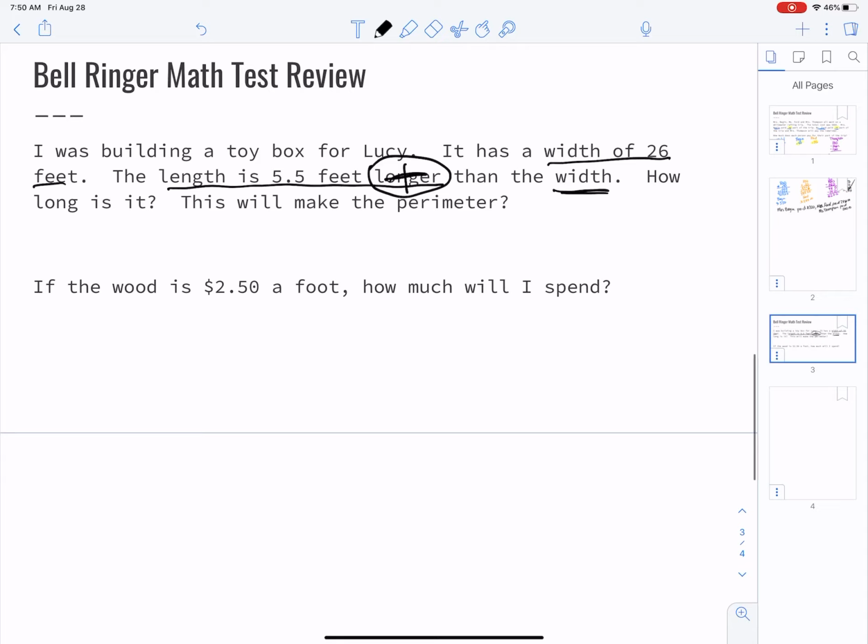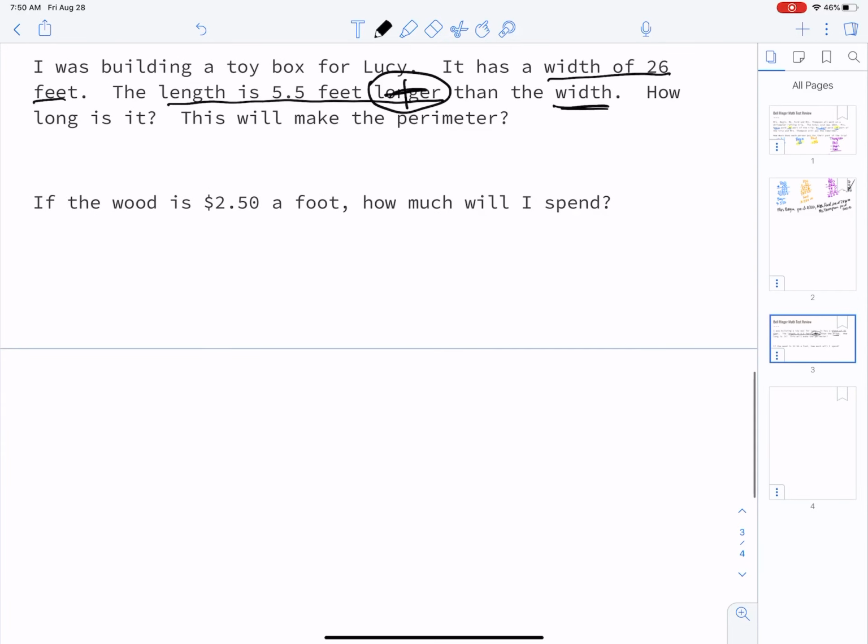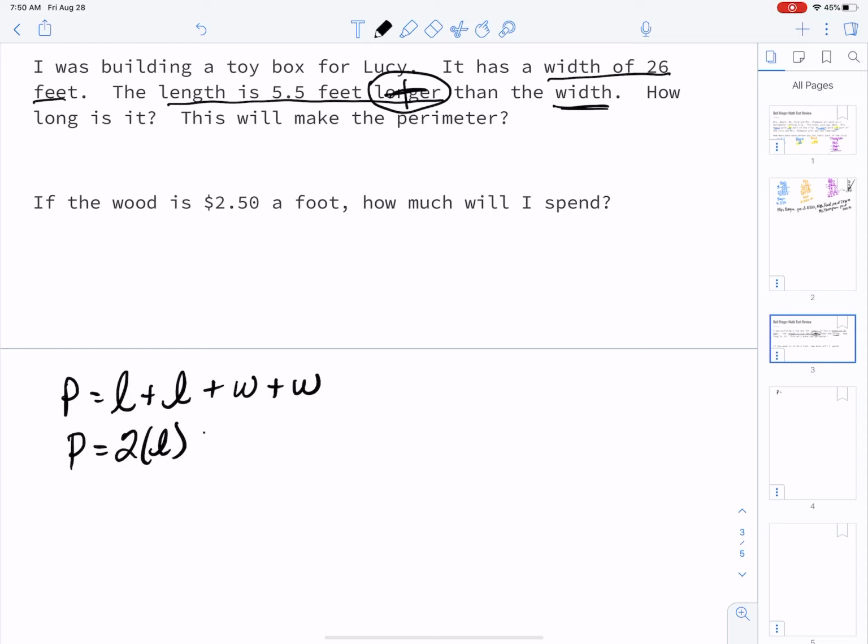So first thing I need to know is to make the perimeter. Perimeter equals the length plus the length plus the width plus the width. That could also be written as P equals 2 times the length plus 2 times the width. Okay? Which is totally fine. That's what we're going to do.